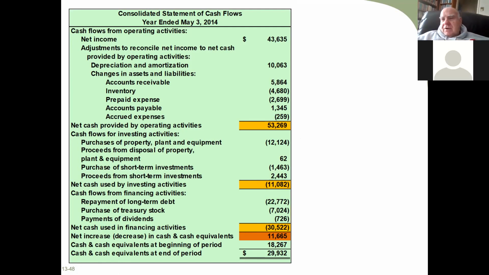This is a nice looking cash flow statement because most of your cash flows are from operating. If you saw negative cash flows from operating and then big borrowing numbers, that could be a red flag. That could indicate they're getting a bit on the desperate side. Okay.